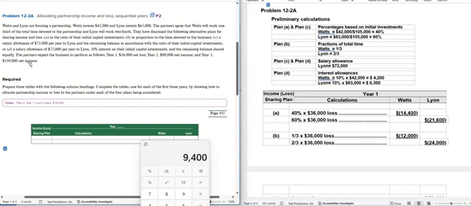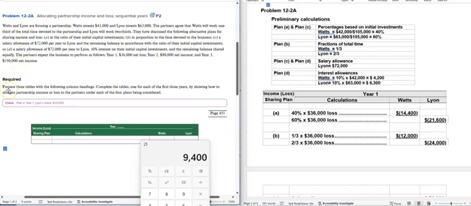The partners are expecting the business to perform as follows. In year one, they expect a loss of $36,000. In year two, a net income of $90,000, and in year three, a $150,000 net income. Wow, it's a lot of information in there.